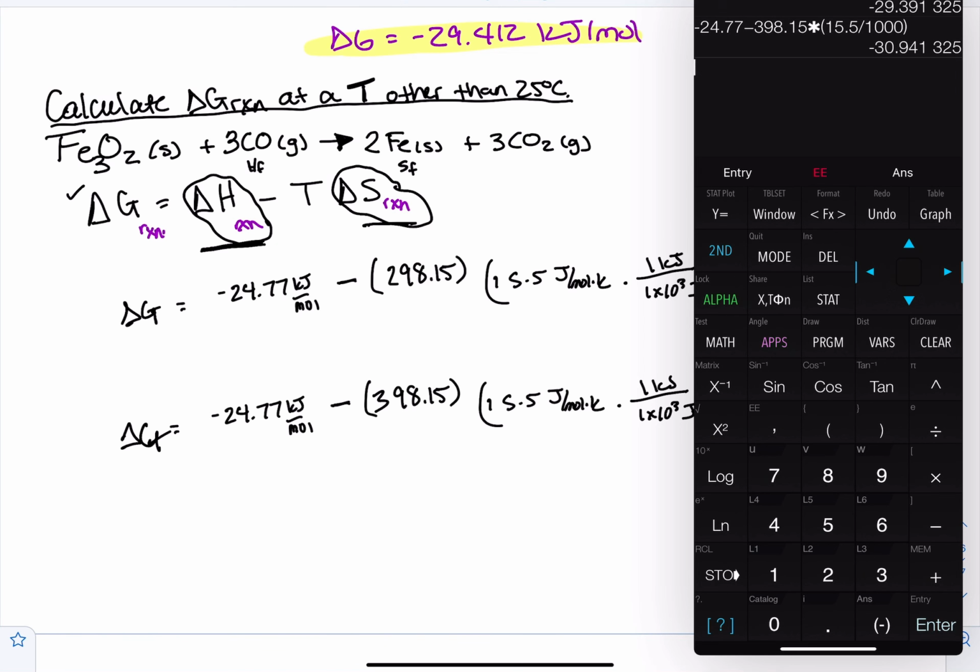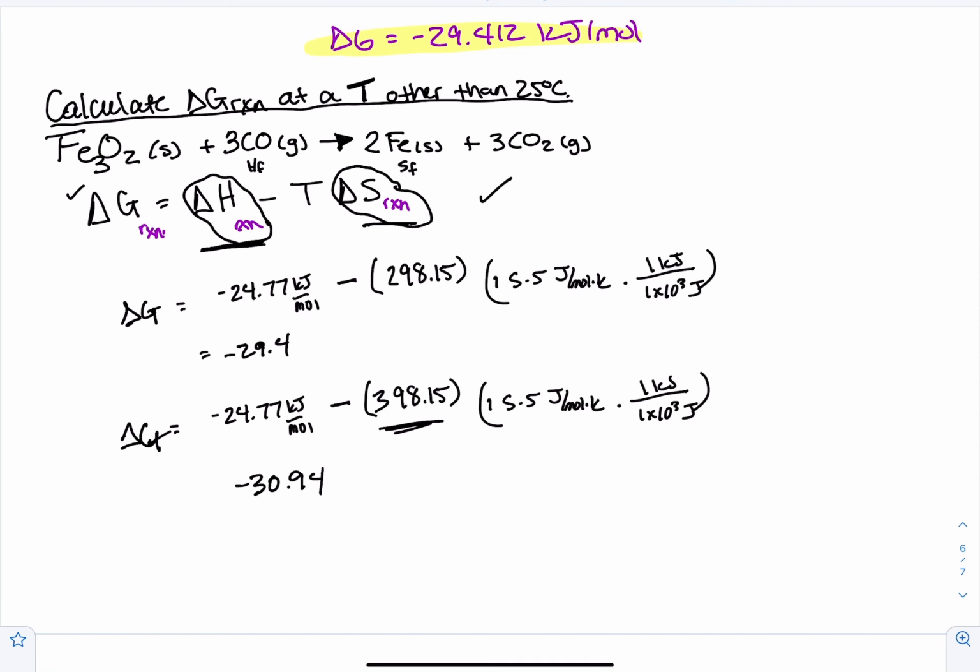And now I know at this new temperature, my delta G value is negative 30.94. Remember, this one over here was negative 29.4. So it's gone up a little bit. So delta G values will change with temperature as it moves along. So that's especially the big advantage to this equation.